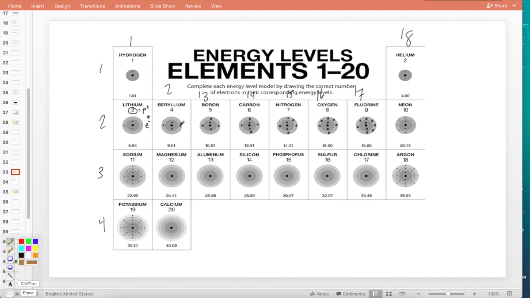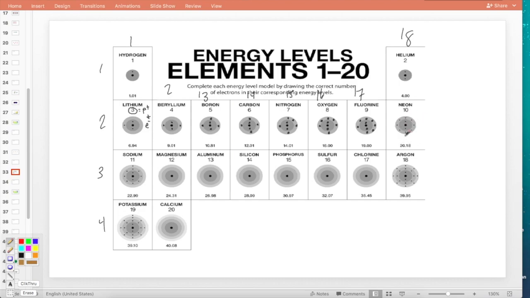So beryllium has 2 in the second energy level. Boron has 3 in the second energy level. Carbon has 4. 1, 2, 3, 4 in the second energy level. Nitrogen has 5. Oxygen 6. Fluorine 7. Finally, neon has 8 in the second energy level.